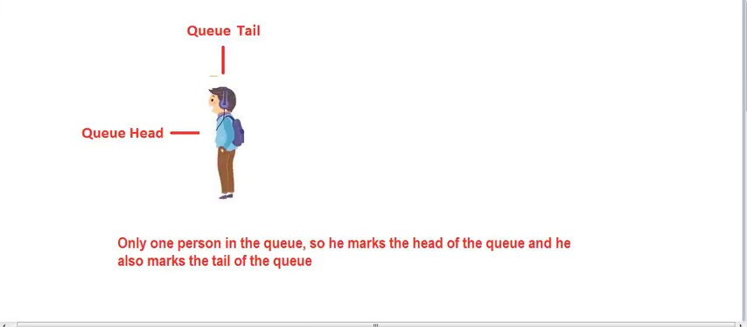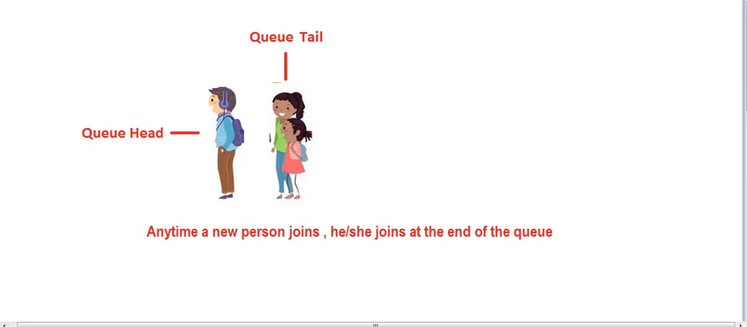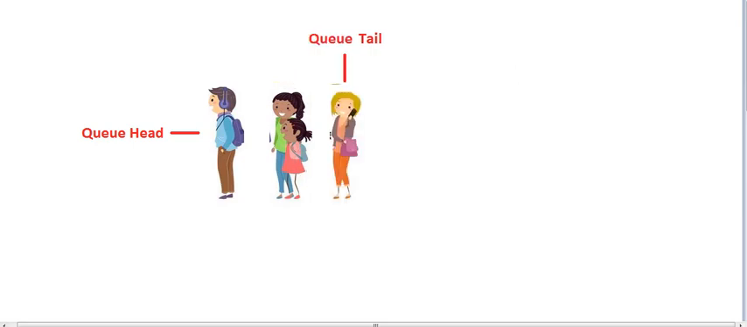Let's imagine that our queue has one person standing in the line. Because there's only one person in the queue, he is the head of the queue and also the tail of the queue. Anytime a new person joins the queue, he or she joins behind whoever is standing in the queue. The new person always joins at the end of the queue, so the tail of the queue is now the last person. And now a third person has joined the queue, and since she is the last person, she becomes the tail of the queue.